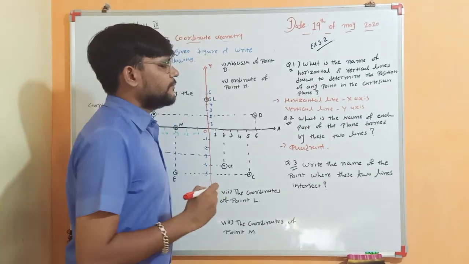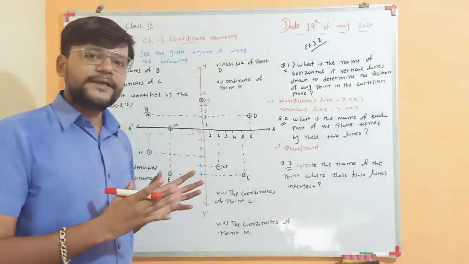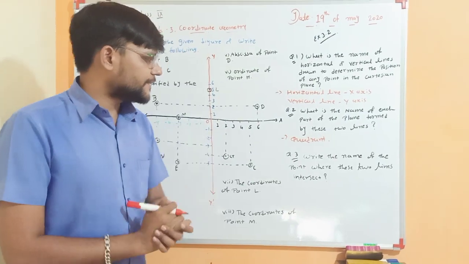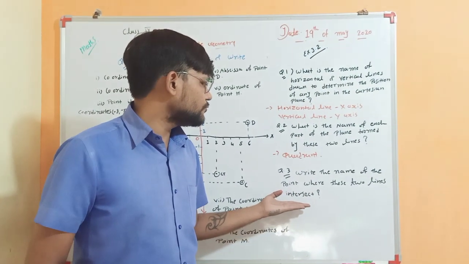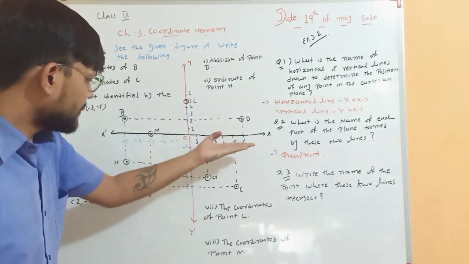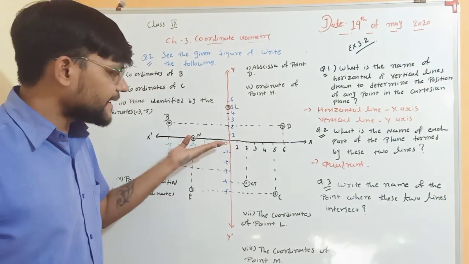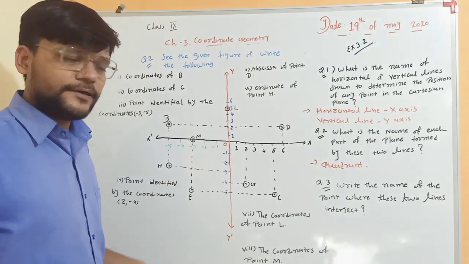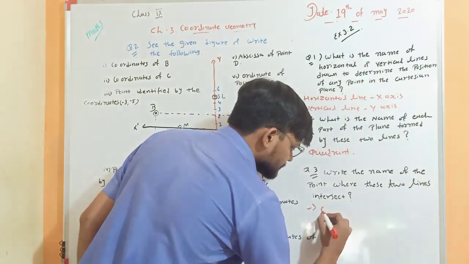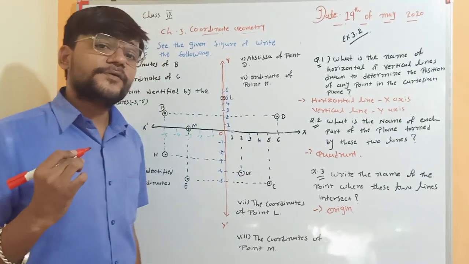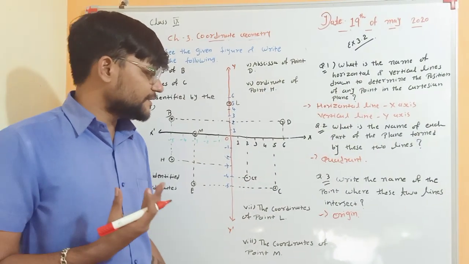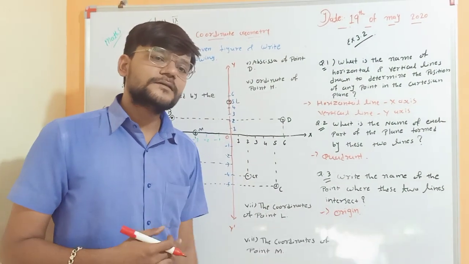The name of the part is called quadrant. And how many quadrants are formed? So four quadrants are formed. Now third question. Write the name of the point where these two lines intersect. Now these two lines intersect each other at 0, right? And it's called what? Origin. And if I ask in the question, what are the coordinates of the origin? So your answer is 0 and 0.